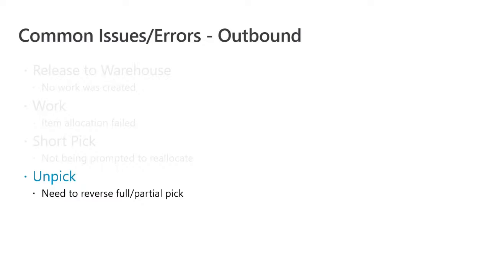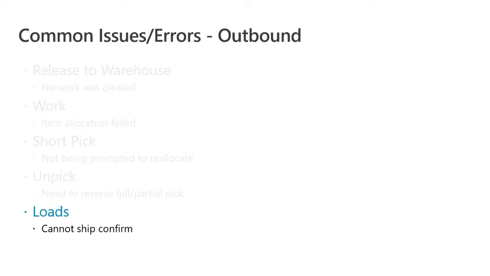Once we have completed picking and our inventory is staged for shipping, you may need to unpick or reverse that pick. A customer may call and say that they want to cancel their order, or maybe they just need to decrease the quantity on the order, and so you need to reverse part or all of the pick.